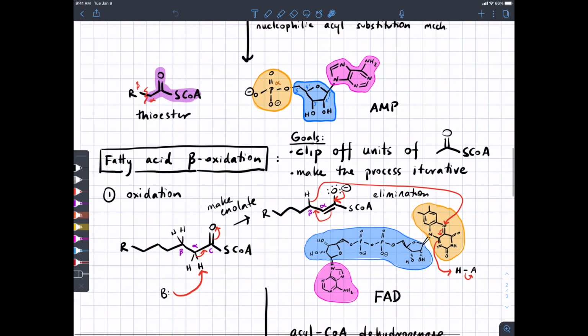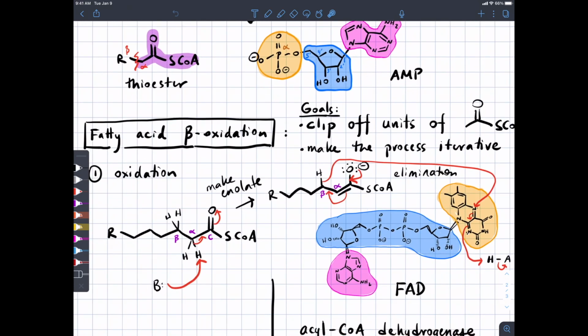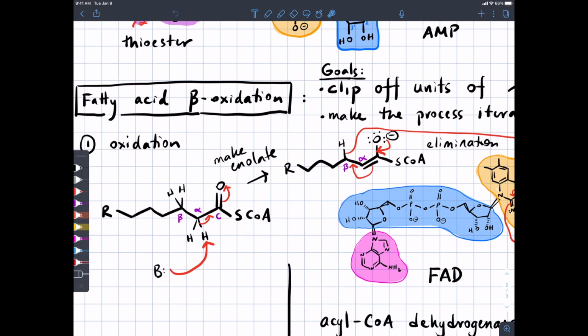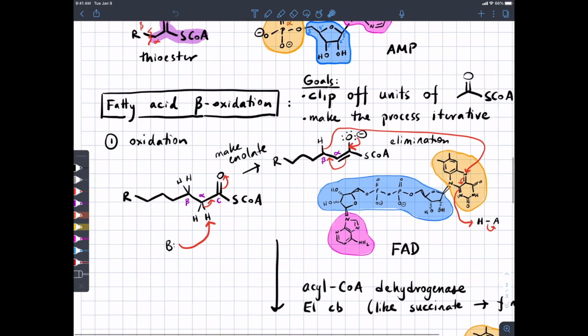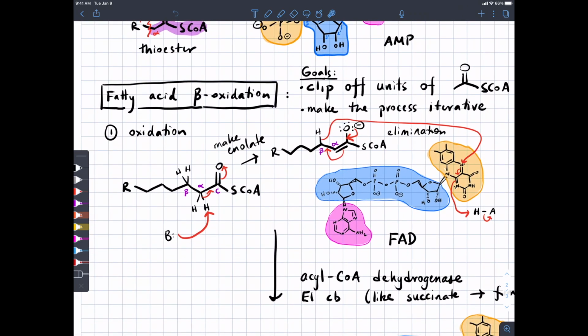As we talked about last time, the problem with this approach is if we wanted to clip off a 2-carbon unit, breaking a bond between alpha and beta carbons, you'd be thinking, well, what about a retro-aldol or retro-Claisen? But the beta carbon has no oxygen, and you need an oxygen there, either as a ketone for a Claisen reaction or an alcohol for an aldol reaction. So what we do in the first step is oxidation.